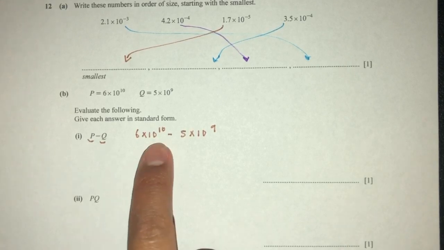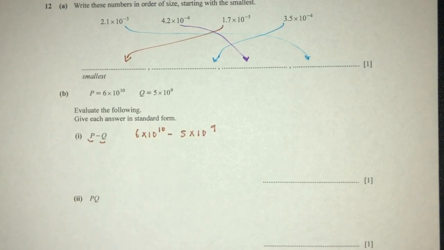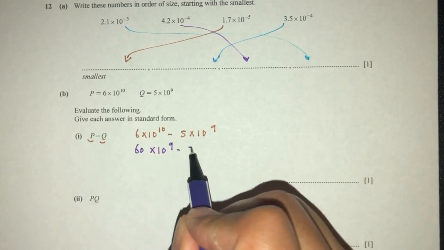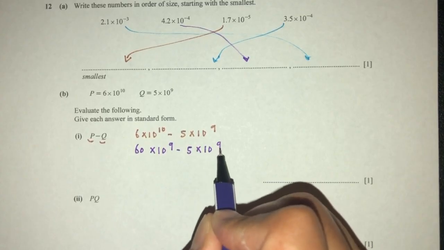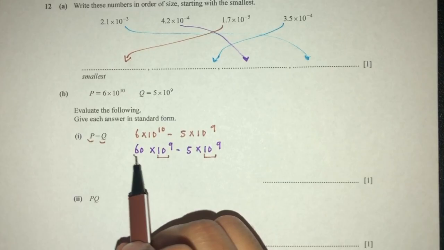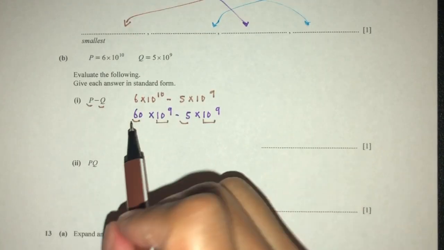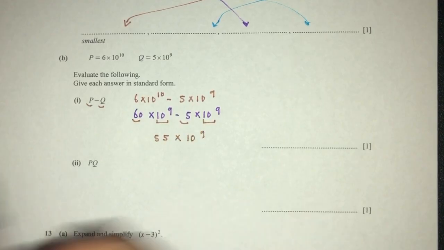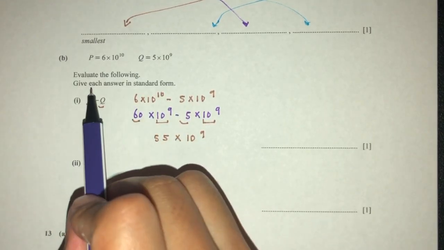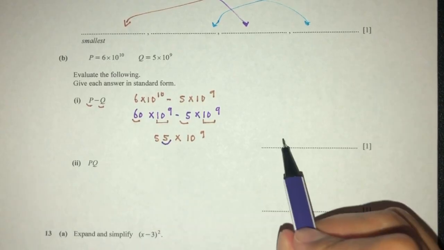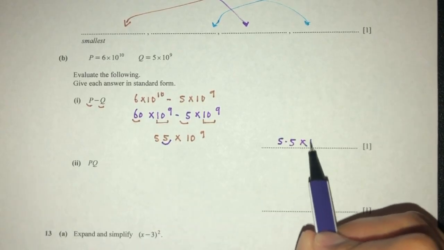For example, for this one, I can change it. I can send 10 over here. That will be 60 times 10 power 9 minus 5 times 10 power 9. Now, because the power are the same, I can now take this minus this. So 60 minus 5 will be 55 times 10 power 9. Now, obviously, we have to give your answer in standard form. So that will be moving 1 decimal place. That will be 5.5 times 10 power 10.